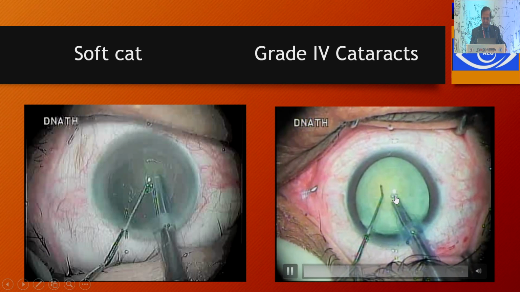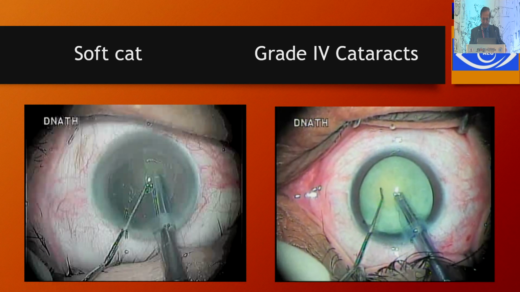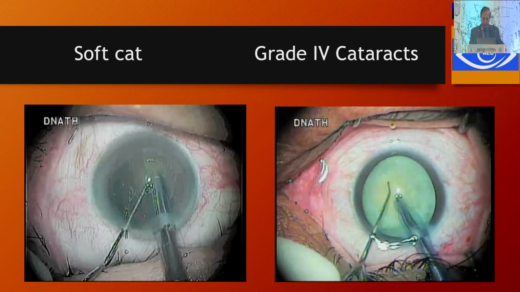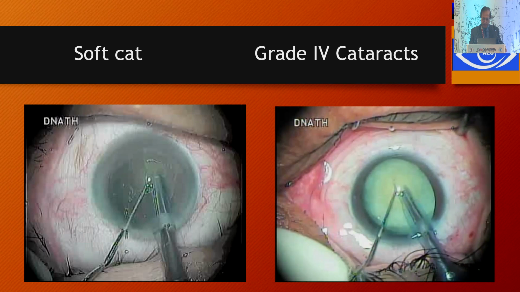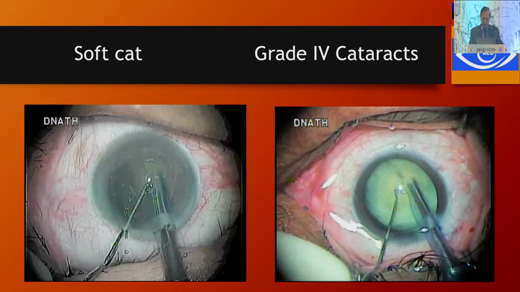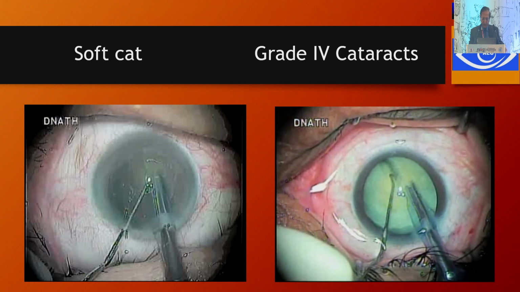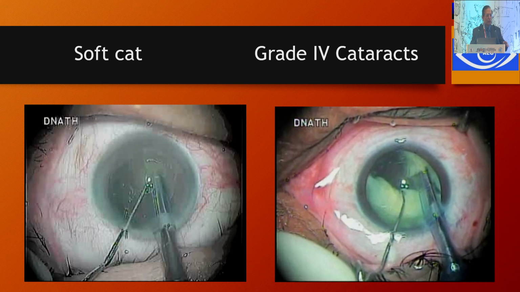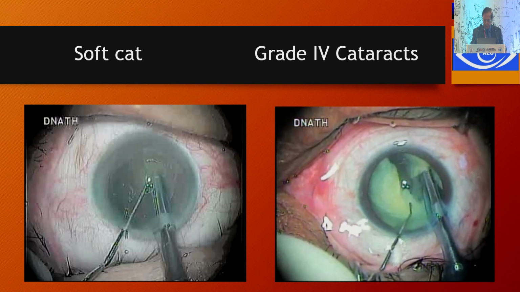This is a white cataract. Holding in the center with a high vacuum, go under the rhexis margin and just chop it. And it is a beautiful instrument to do the lateral separation of the fibers.